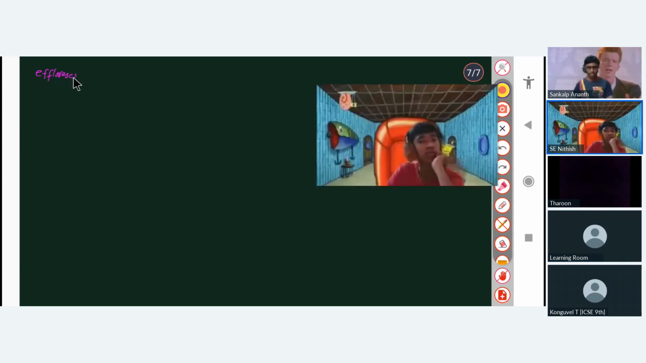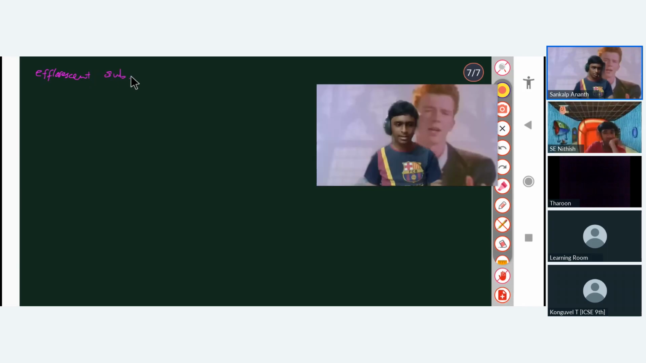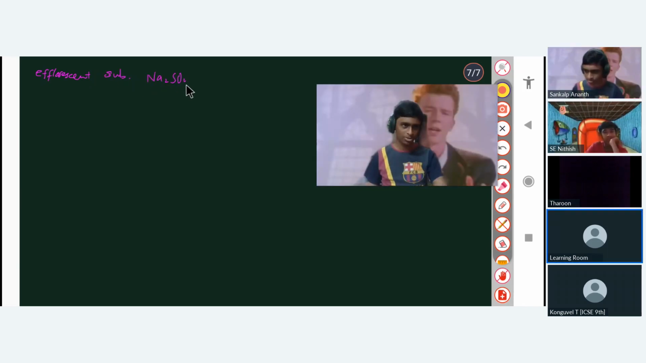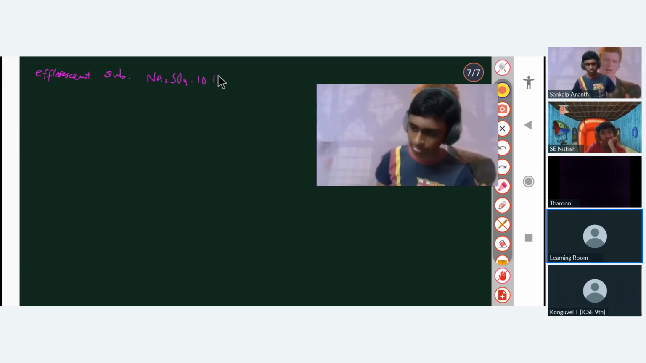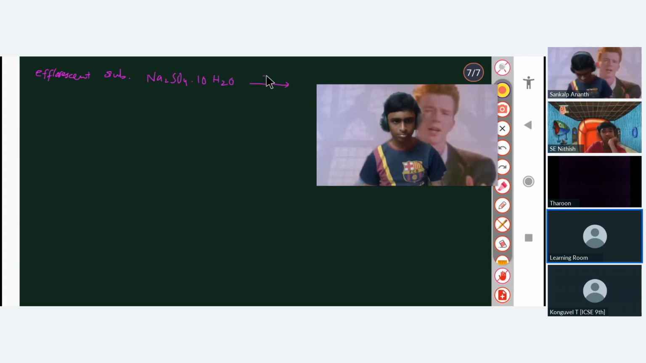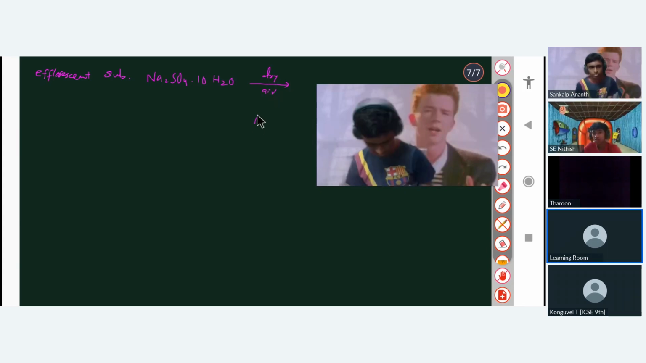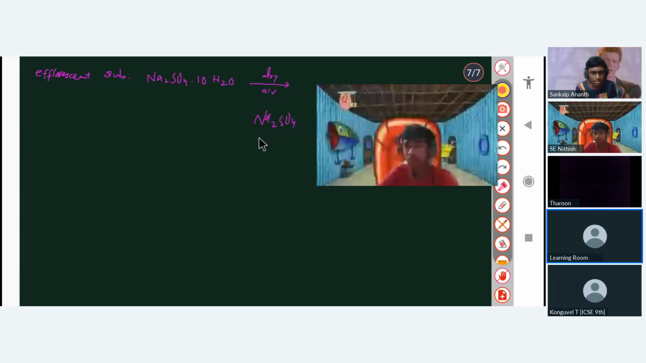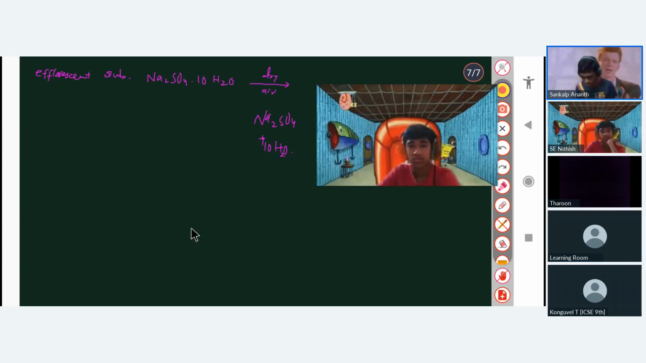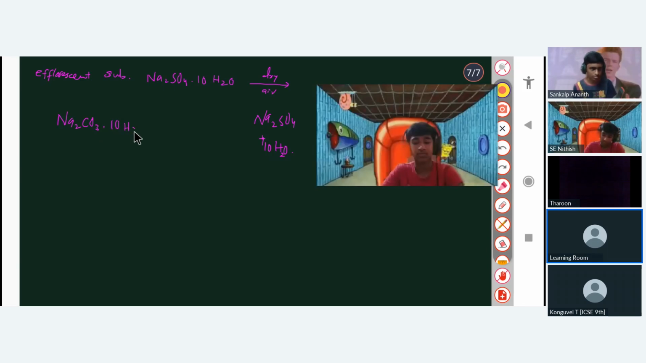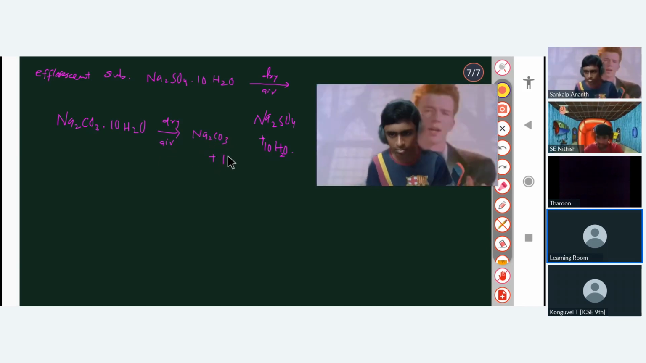Example, sir, sodium chloride. Example is Glauber salt, sir. Exactly, Glauber salt, you can give as the example. For example, if you have Na2SO4 with 10 water molecules and expose it to dry air, it will become just Na2SO4, and the 10 water molecules will get removed. Even washing soda is an example, sir. Exactly. Washing soda is sodium carbonate decahydrate. When exposed to dry air, it will also lose its water of crystallization and become Na2CO3 and 10 H2O, right?